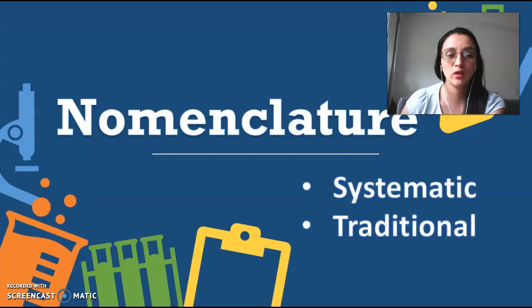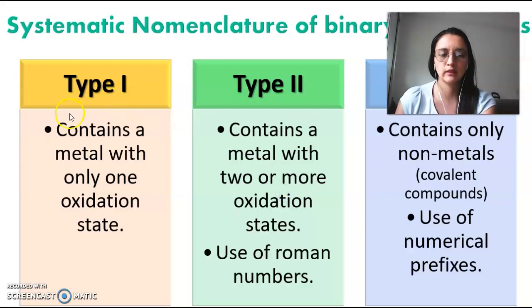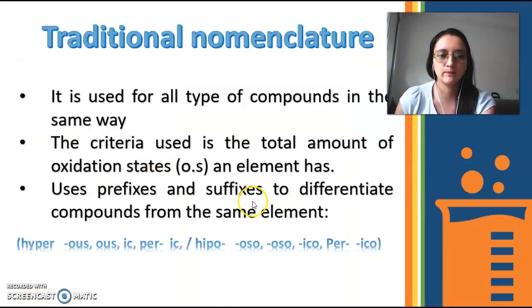So today we are going to start with the second part of our topic of nomenclature. We have two different systems that we are going to cover. The first one is the systematic, the one that we have seen already, the one that classifies the compounds into three different types, type 1, 2, and 3. And then what we are going to see today is traditional nomenclature. So it's a different system, it works slightly differently, so let's see how it works.